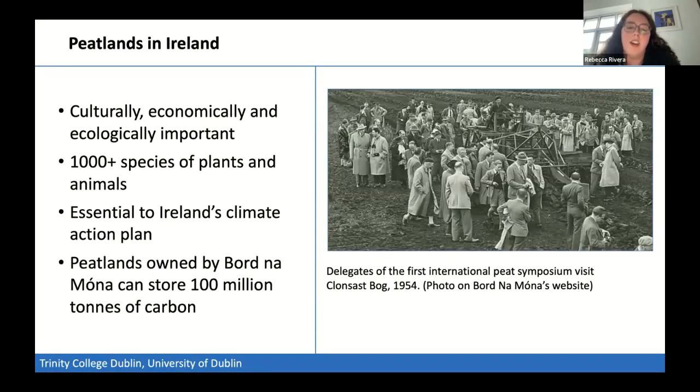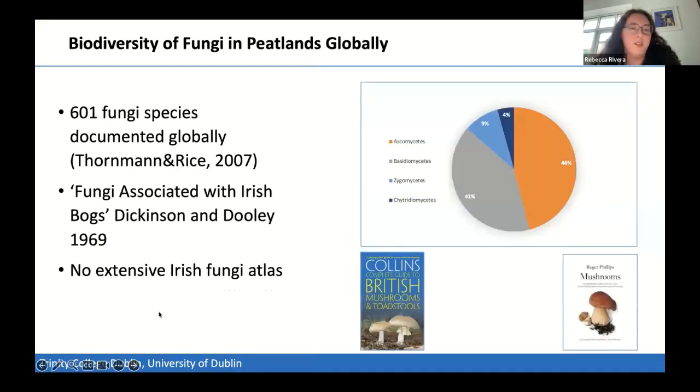I think it's obvious from those figures that peatlands will be central to Ireland's climate action plan in the years ahead. The picture I have here, I just thought it was nice to show the significance of peatlands here. It's the first international peat symposium, and all the delegates are visiting the Clonsast Bog in County Offaly, from 1954.